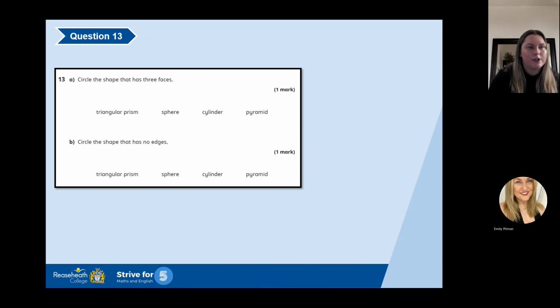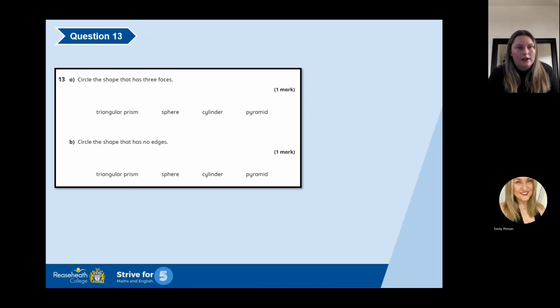Okay, moving on to the next question. So we've got question 13. Circle the shape that has 3 faces. So faces are like the sides that it has. So if we had a Toblerone, for example, it would have 3 faces on the long length, and it would have 2 on each end, so that would have 5 faces.